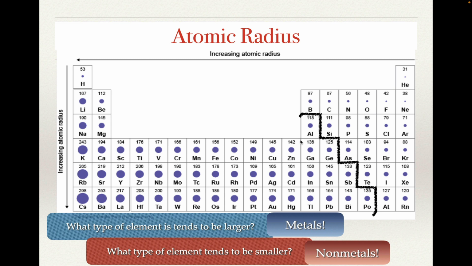Over here, they actually get smaller as you go to the right. That's because when you get more electrons and more protons on the same energy level, they crunch down tighter, like pulling things together, squishing things down. So our biggest elements are in the bottom left, and our smallest elements are in the top right of the periodic table.